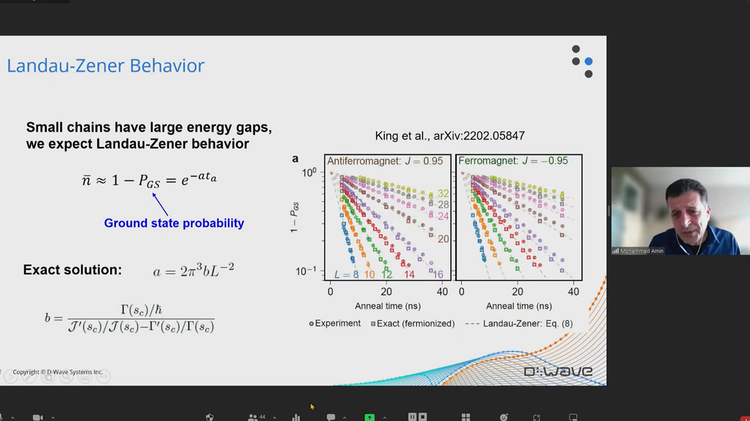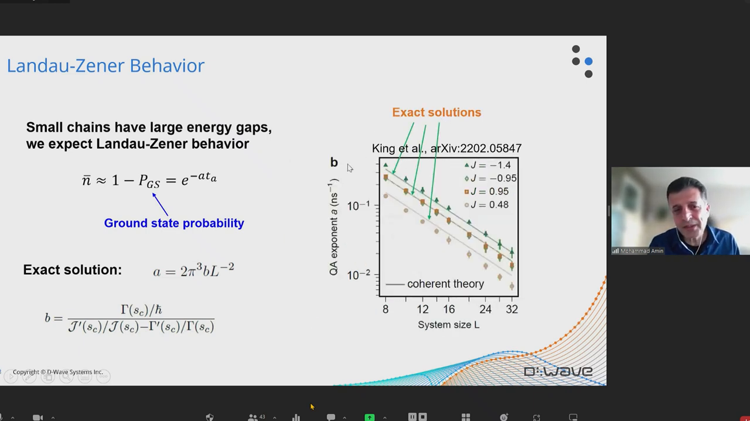And if you extract the exponent from these graphs and plot it versus the exact solution, that is this formula, for different values of J, again with no free parameters, you get these results. So you get very nice agreement. So now, for the 1D chain, everything seems to be in agreement, but now you can take it a step further and go to larger systems.